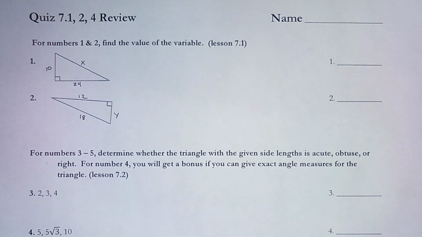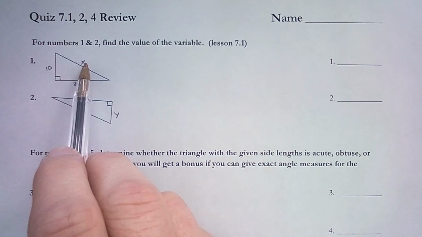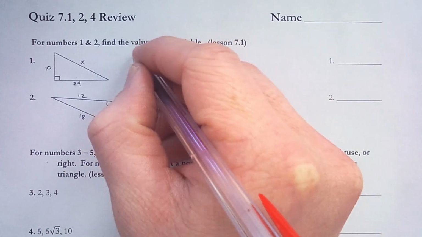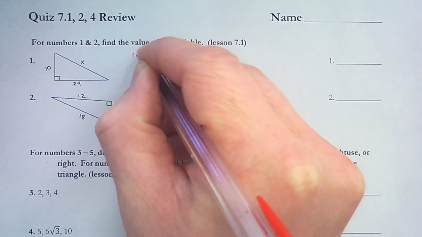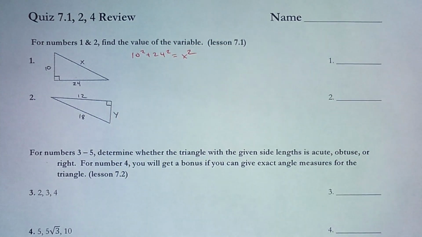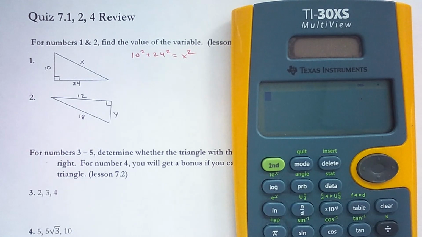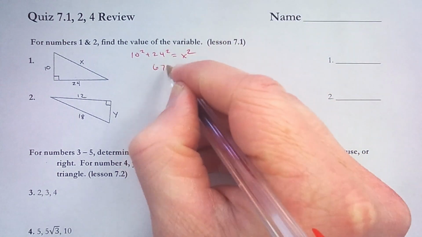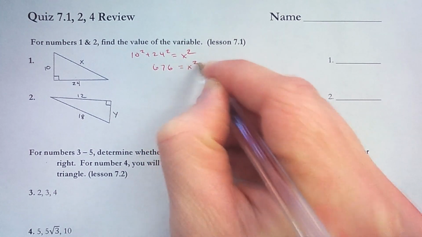Hey guys, today we are going to review Pythagorean Theorem and special right triangles. So we'll get started here with finding the hypotenuse of this right triangle. Okay, so we've got the two legs squared added together, so 10 squared plus 24 squared equals the hypotenuse squared. So in my calculator, I'm going to type in 10 squared plus 24 squared. And that is 676, so I've got 676 equals x squared.